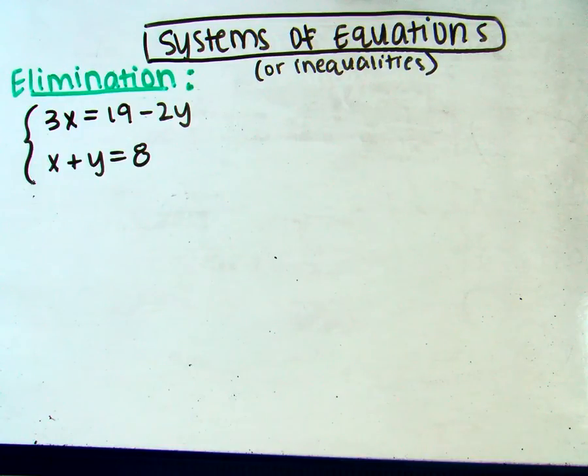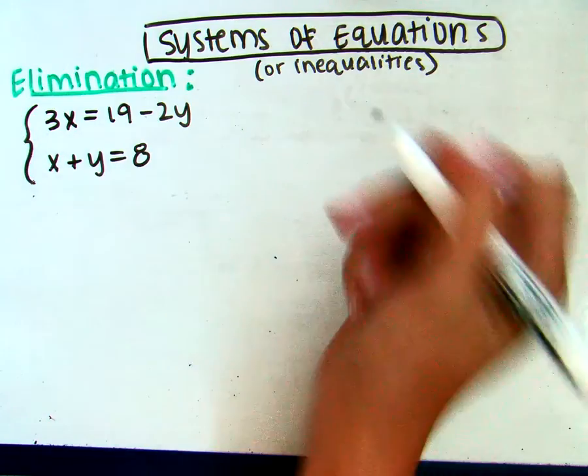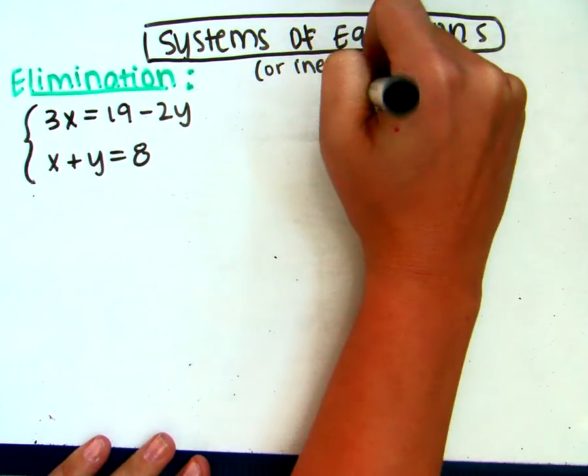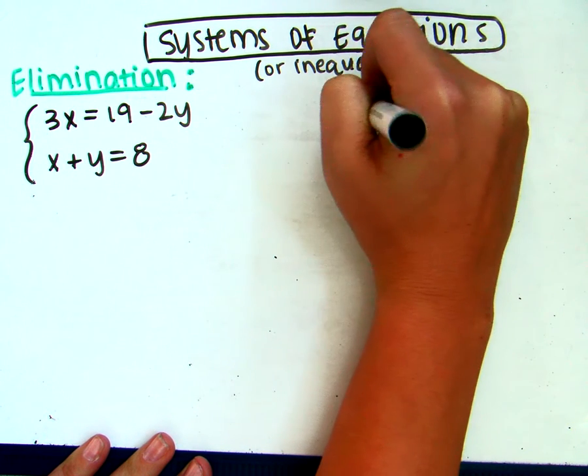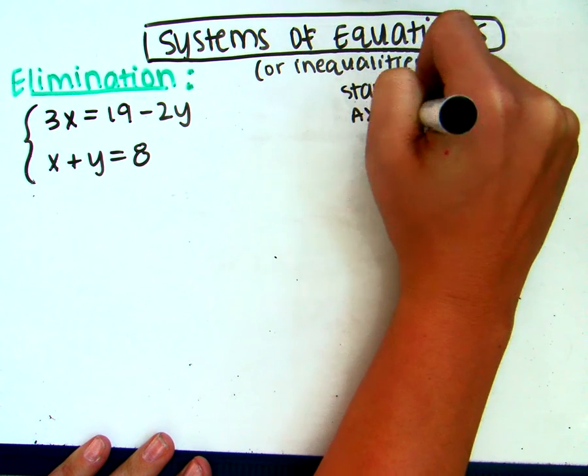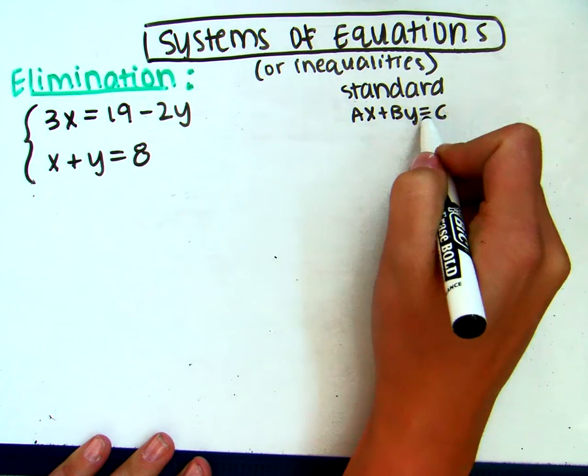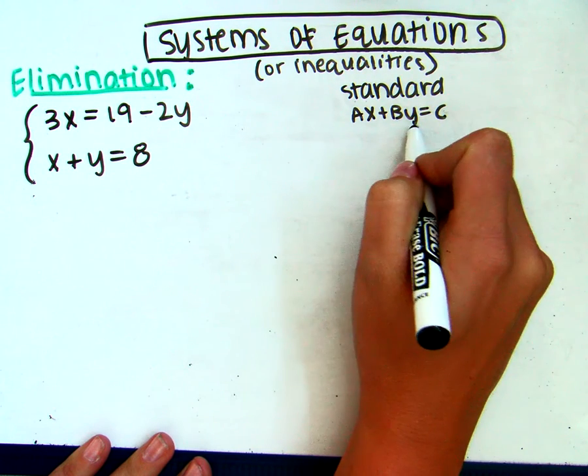Alright, so now we're going to solve systems of equations using elimination. In order to use elimination, both of your equations, or all three or all four, however many you're dealing with, have to be in standard form. If you forgot what standard form was, we'll make a little note. AX plus BY equals C. So on the left side of your equal sign, you need your X and your Y, and on the right side, you need your constant.